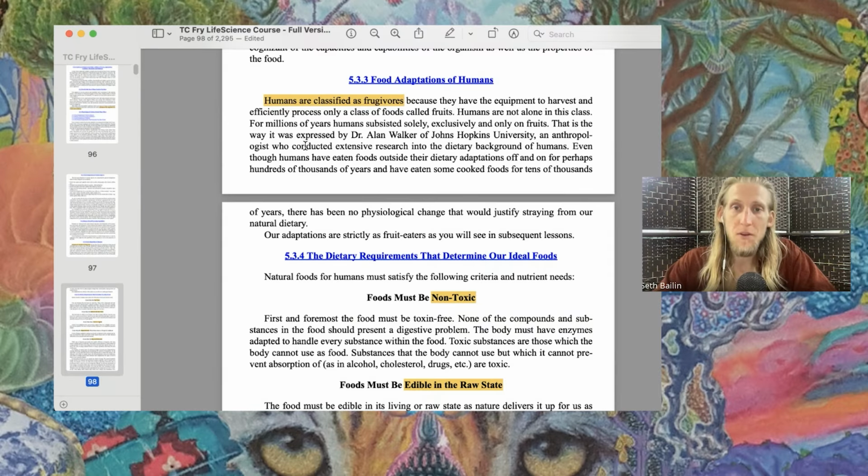Dr. Alan Walker, an anthropologist from Johns Hopkins University, talks about how for millions of years, humans subsisted solely, exclusively, and only on fruits. It's a little redundant, is it not? Solely, exclusively, and only? Maybe you could just pick one of those. And I think it's in this chapter they discuss, or might have been in the Art of Nature Cure I was also reading this week, that there had to have been a time of humans before the invention or discovery of fire. It's not like humans right off the rip, as soon as we got here, knew how to use fire. We had to have survived for some time before stumbling across that phenomenon, one would think. It's hard to tell what actually went down in prehistory.